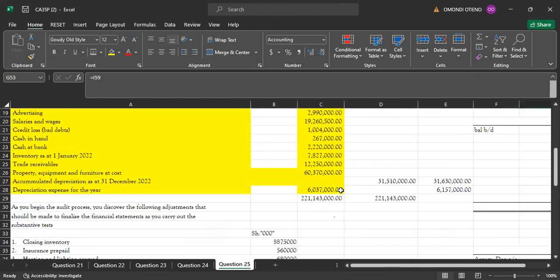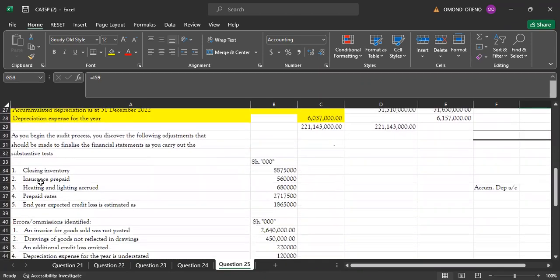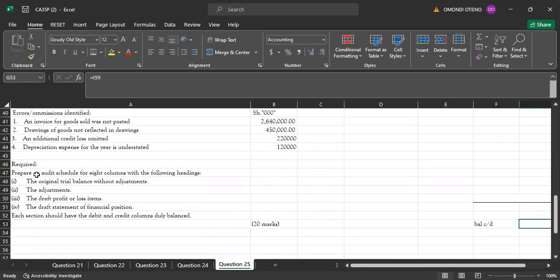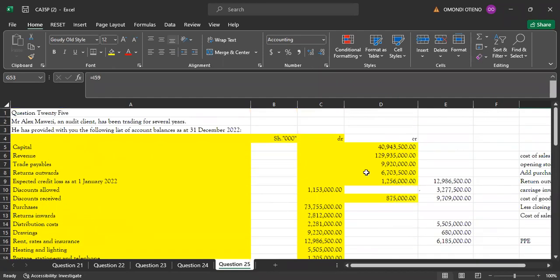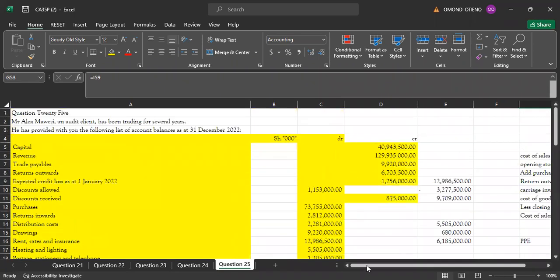You just use the figures within this highlighted part to come up with a trial balance, a balancing trial balance, which we've all seen is balancing. So that is what they were required to do in this particular sitting. What they're also testing you on here, remember, is to prepare an audit schedule of 8 columns with the following headings. So what they want you to do is not to come down here once you are done with the adjusted trial balance and do the adjustment. No, just come to this other column.